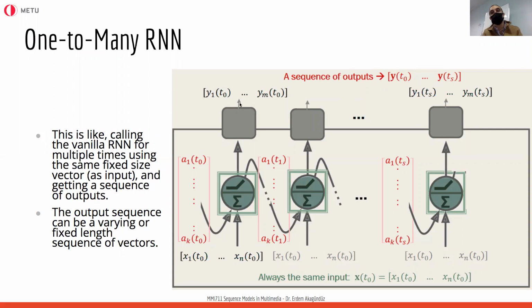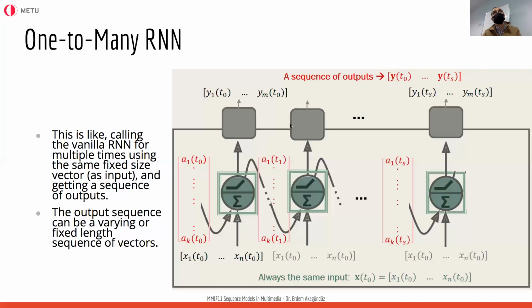However, the output length is variable. So it's different from a feed-forward function, a multilayer perceptron. As you feed the same input, you can get new output. The difference from a feed-forward neural network is that you can get varying length output.